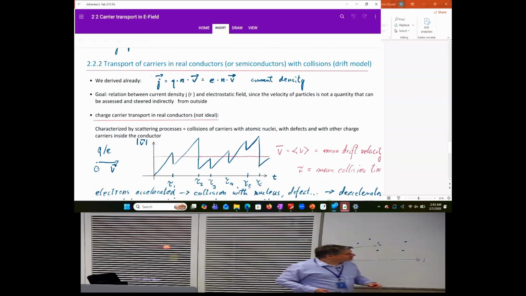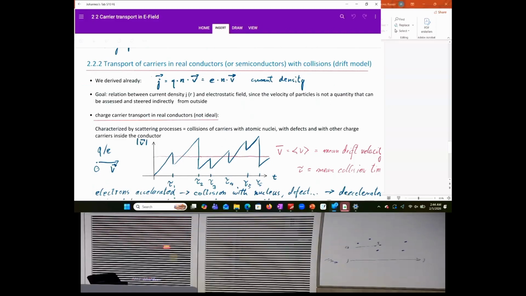And this is what this is basically depicting here. You get an acceleration as time advances. This is of a single charge carrier. You get an acceleration. You have a collision. Some of the kinetic energy is taken out. It slows down. It will be accelerated. It has another collision. And these come at random times.